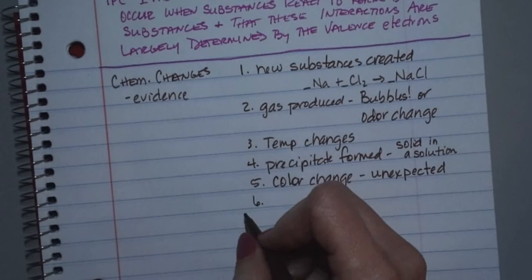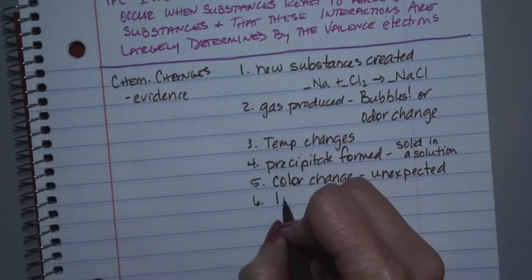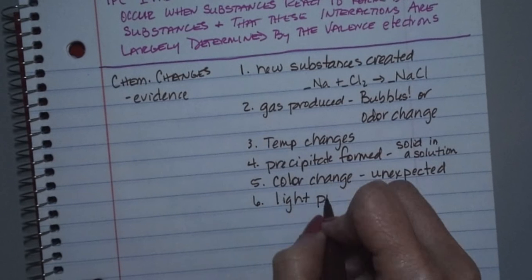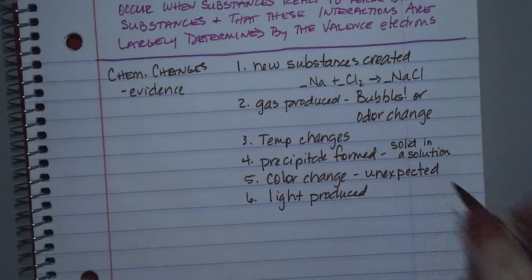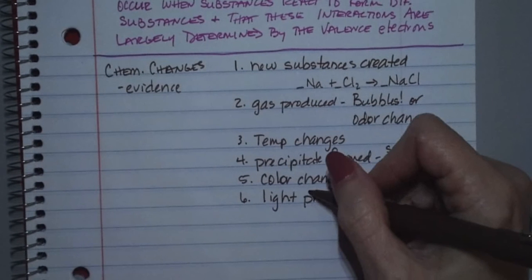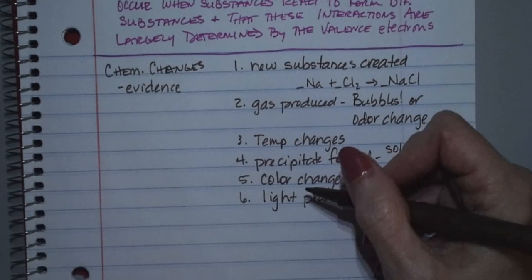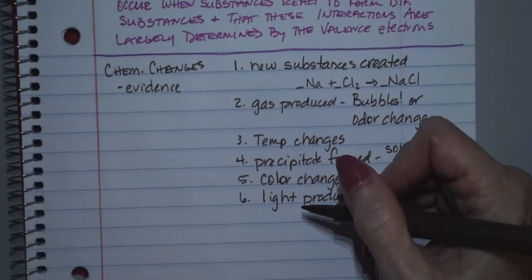Now again, we look for more than one of these. So for example, if I turn the light on, I know light's produced, but I know that's not a chemical reaction that's going on here. Or again, if I put the food coloring in water, if I put chocolate into milk, I know it's going to turn brown. That's an expected thing. So we look for more than one thing so we have absolute proof that we have a chemical reaction occurring.